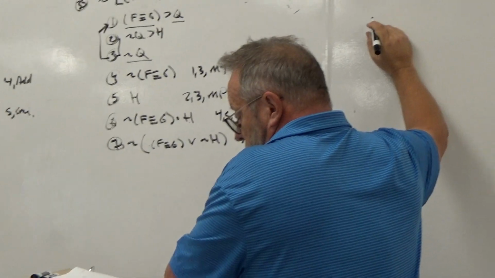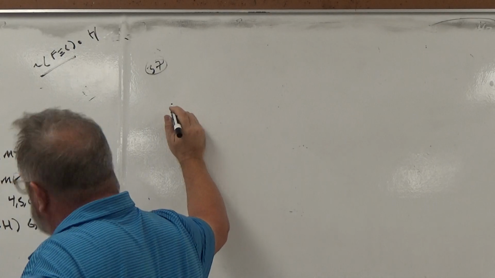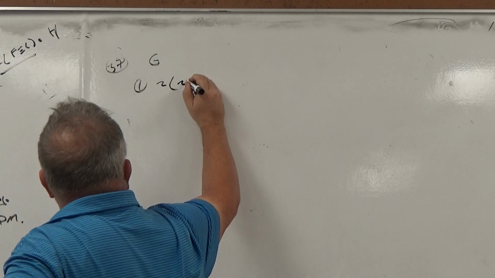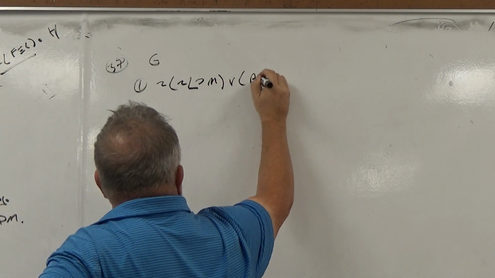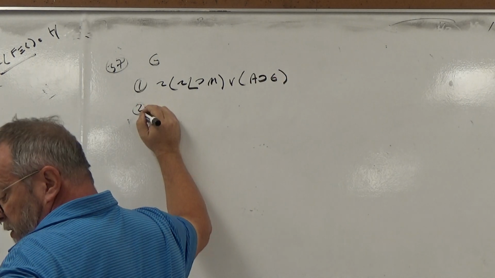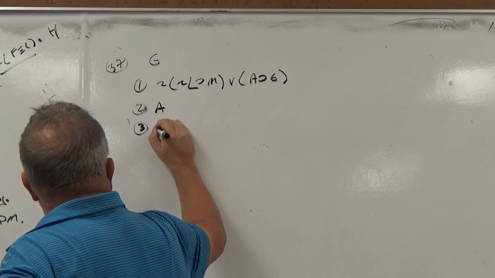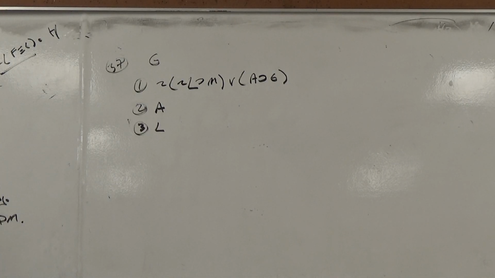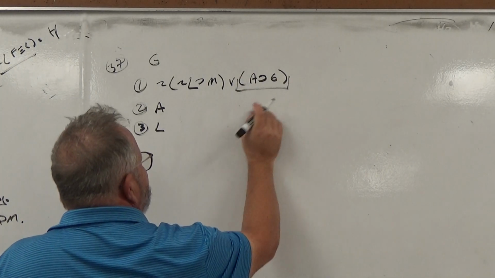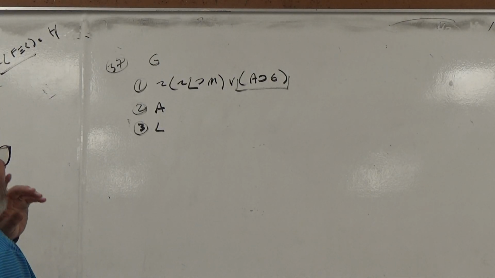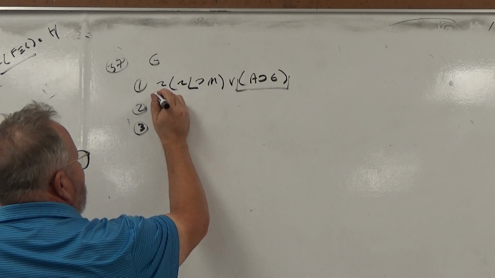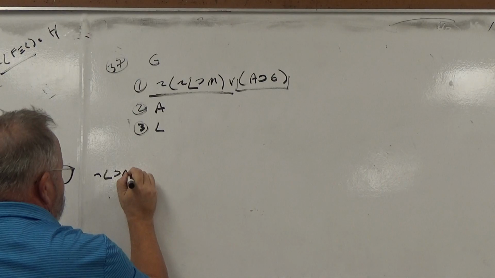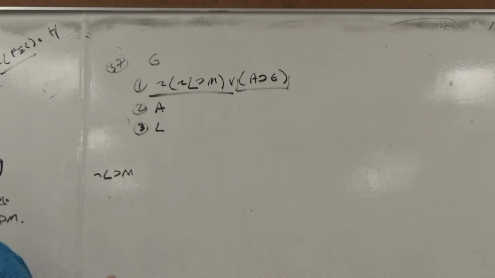Problem 37. Prove G. One is not L then M or A then G. 2 is A, 3 is L, and we have to get a G. If we have this by itself, we can get the G because we have the A, okay? So to get this, it's in a disjunction, I would need the opposite of this, and that would be not L, then M, okay?